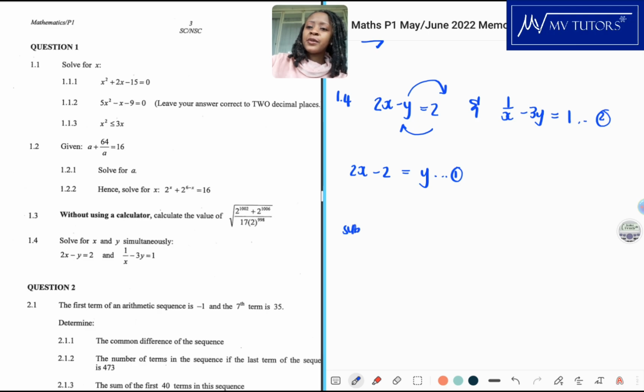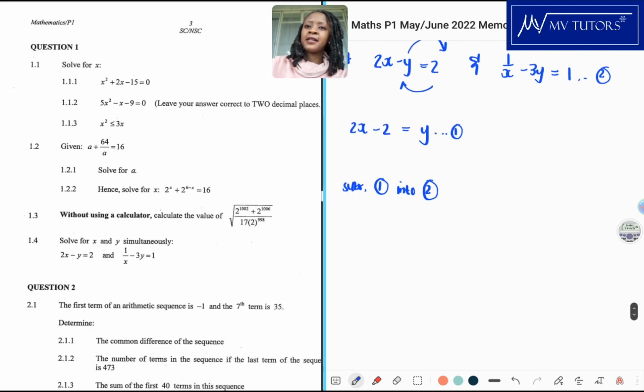So I'm basically going to substitute my first into my second. Okay, and what does that give us? Alright, before I even go far, if I look at my second equation, let me just simplify that a bit. I don't like working with fractions, so I'm going to multiply with x throughout. So then I'm going to have 1 minus 3xy is equal to x. Okay, so that is basically my second equation.